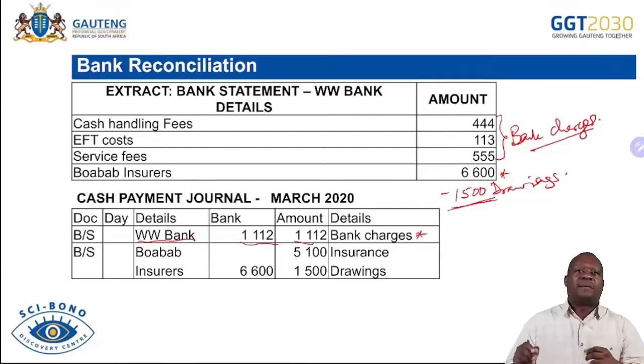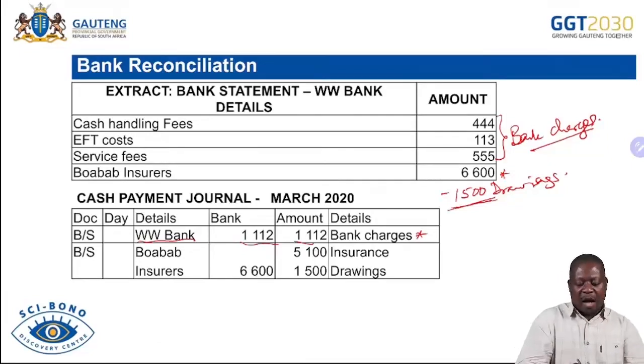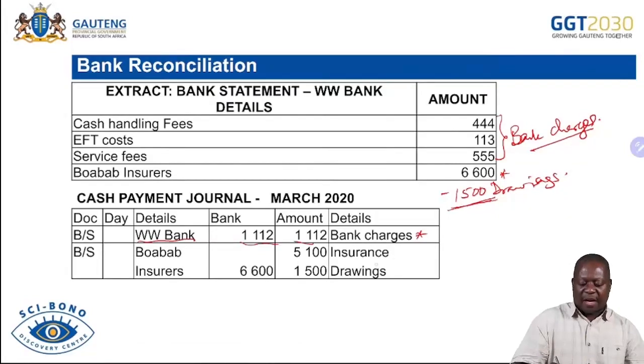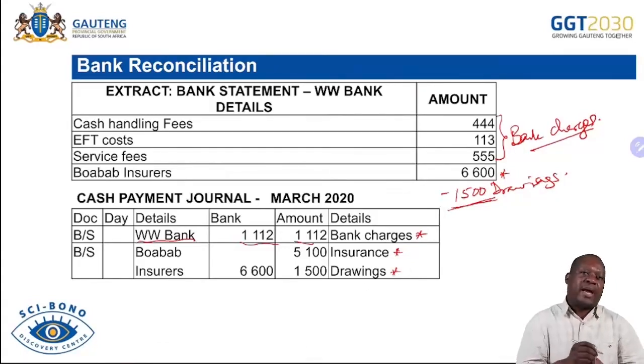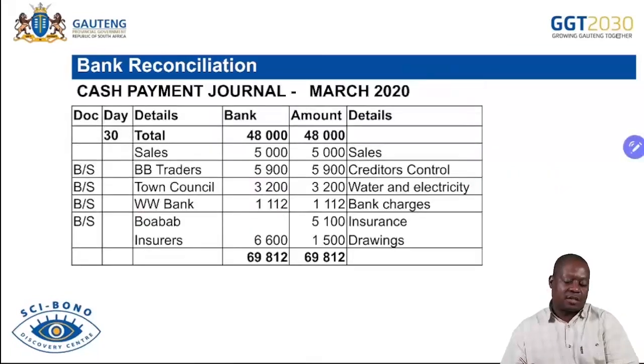Remember, interest is not a bank charge. I will repeat it again. Interest is not a bank charge. And then we go to the one for Baobab Insurance, 6,600. We separate this amount to 5,100, which is insurance for the business. It's a business expense. But the 1,500, it is drawings because we are paying the owner's personal expenses.